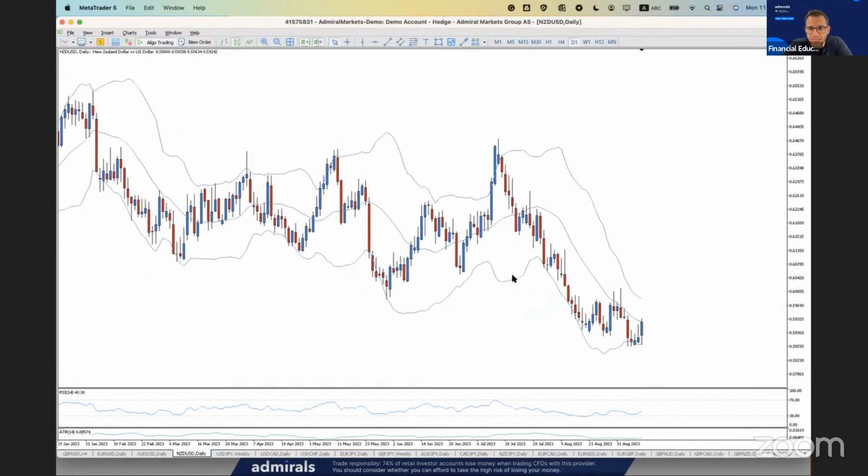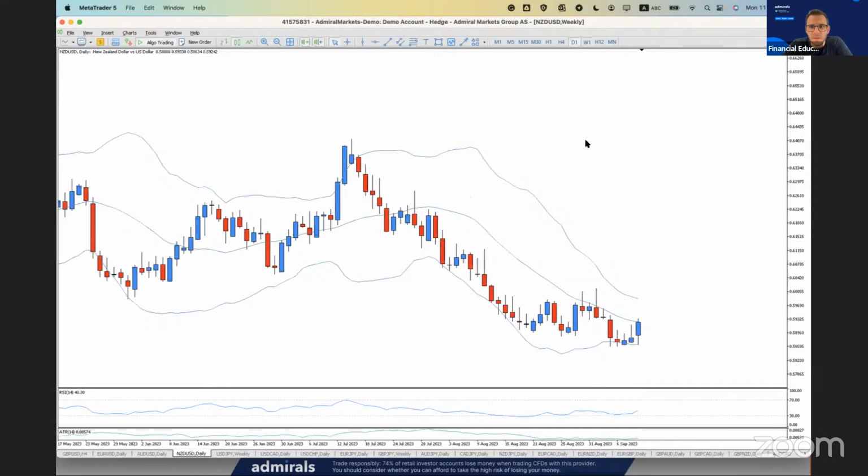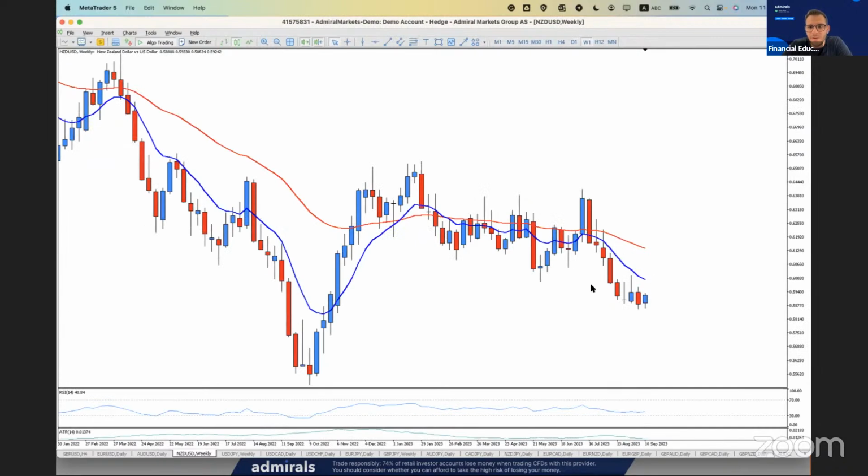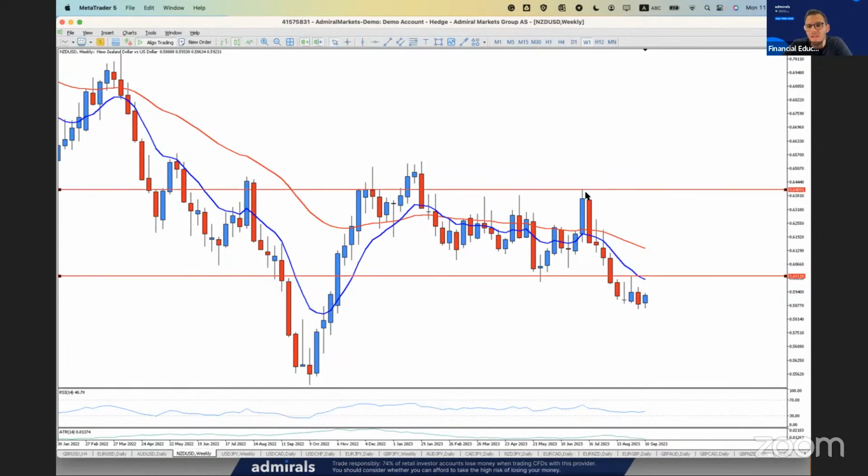Next one, New Zealand against the US dollar. Let's put the new template. Weekly chart. Moving averages, they are pointing downwards. There is a strong downtrend. Here it's a strong resistance. At this point, the obvious, most recent resistance. No point to mark this resistance on the chart.